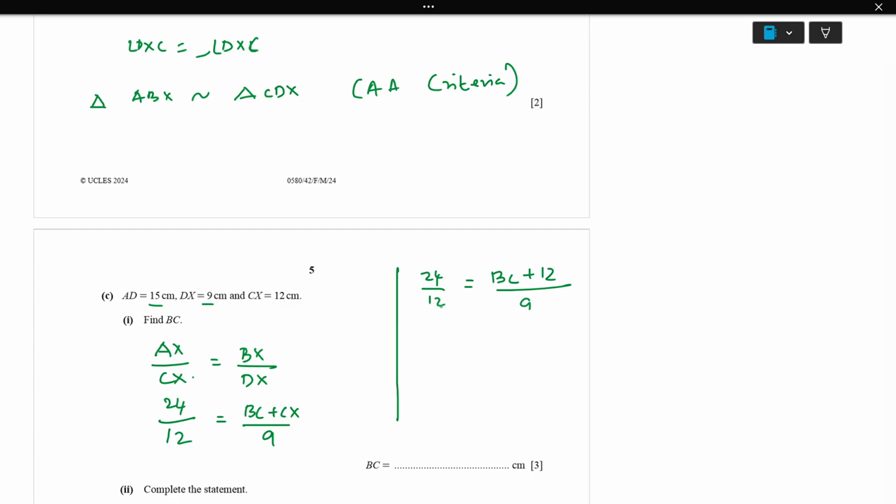Now the left side gives 2. Then I bring the 9 to the left side and it becomes multiplication: 18 equals BC plus 12. So 18 minus 12 equals BC. So BC equals 6. The answer is 6 here.